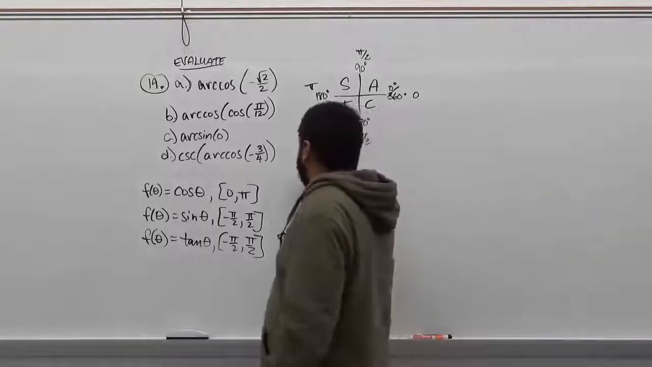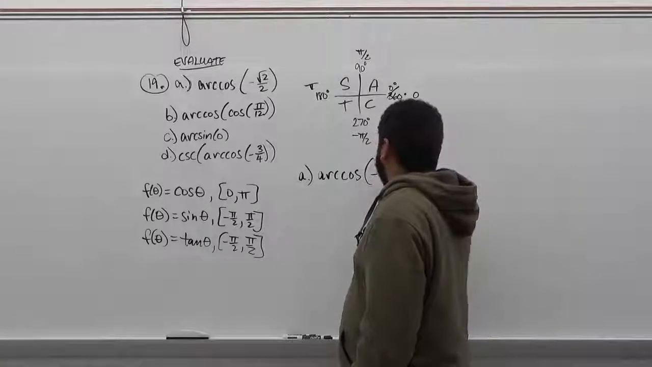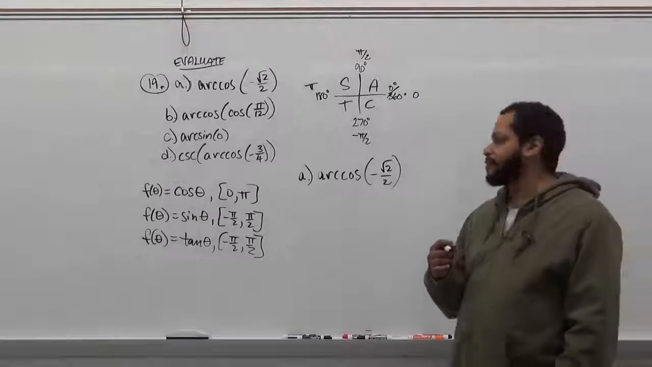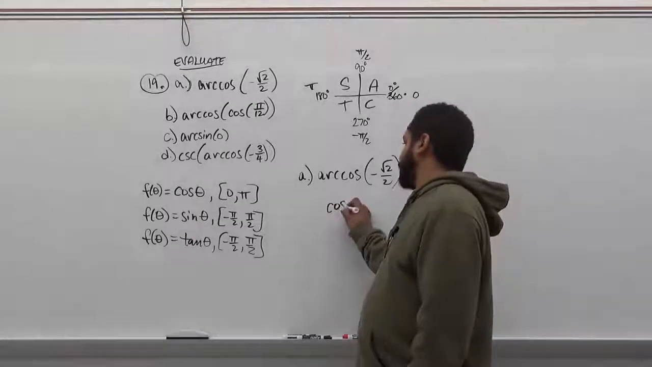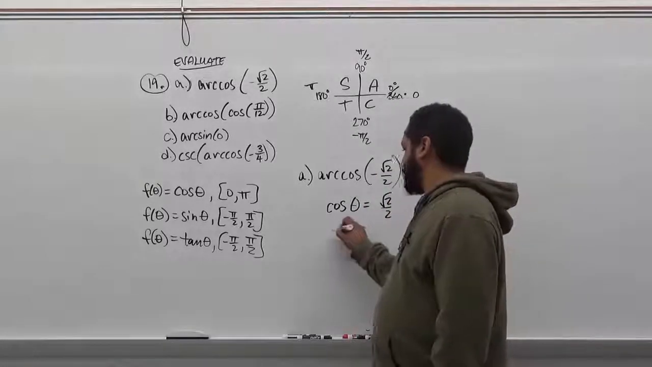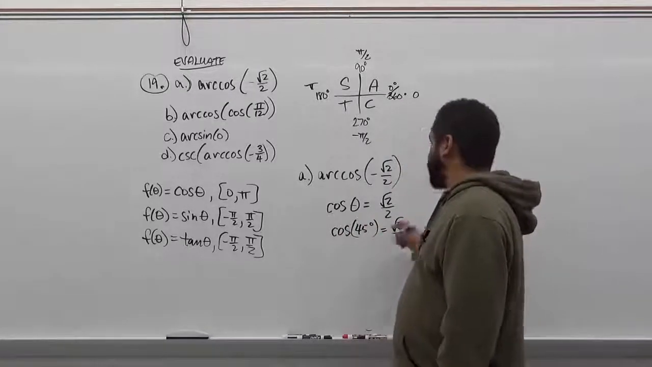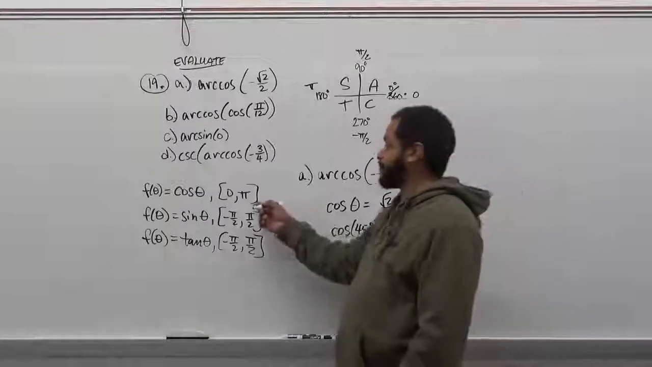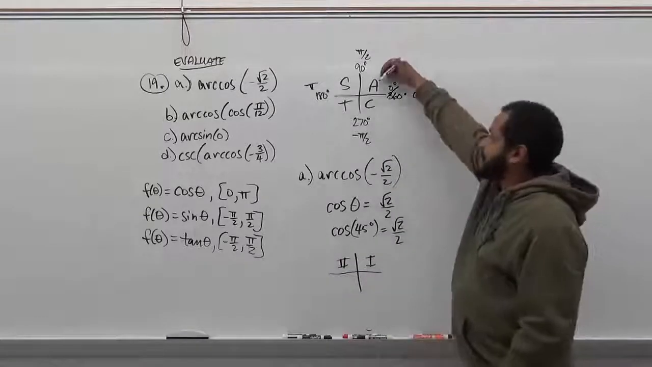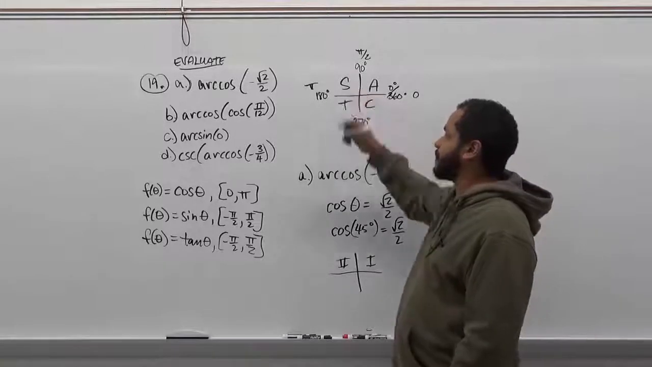So for problem 1, we have the arc cosine of negative radical 2 over 2. And what we're thinking is, at what angle do we get cosine to be radical 2 over 2? That's going to be cosine of 45 degrees. So we have the angle. What we don't have is the sign. And the only possible quadrants we have are quadrant 1 and 2. The reason for that is cosine is positive in the first, negative in the second. So then the angle has to be a reference angle of 45 degrees in this quadrant.